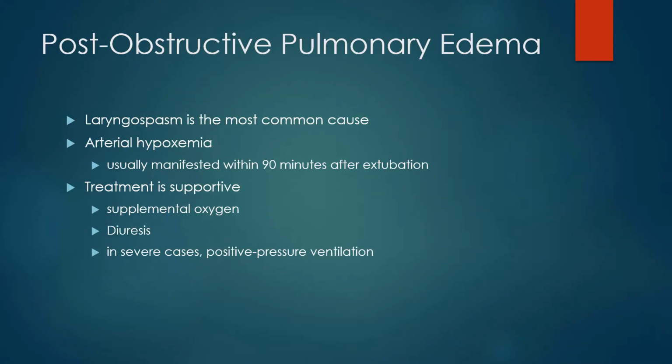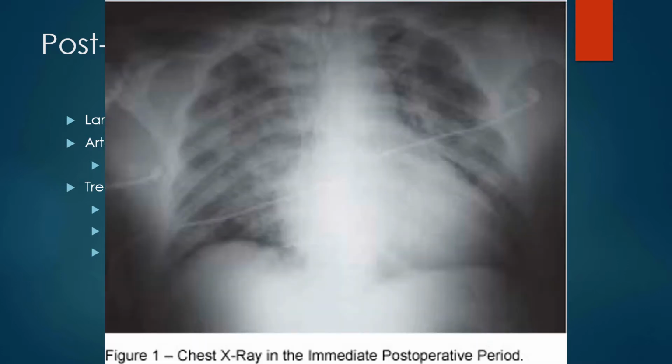The stereotypical patient usually has laryngospasm, but it can also happen whenever anything occludes the upper airway, like biting on the endotracheal tube. Typically we see hypoxemia within about 90 minutes after the obstructive event. And if you do an X-ray, you will see bilateral fluffy infiltrates. You can see here the bilateral infiltrates, and it's a pretty significant pulmonary edema in this patient. The treatment for this is really supportive. So we give them supplemental oxygen, we give them diuretics, and in severe cases, you need to intubate them and do positive pressure ventilation.